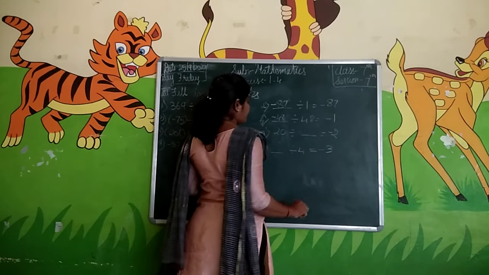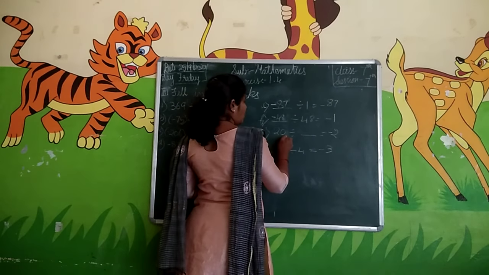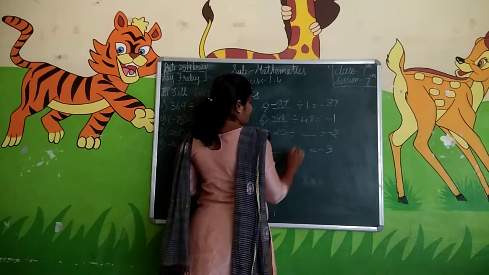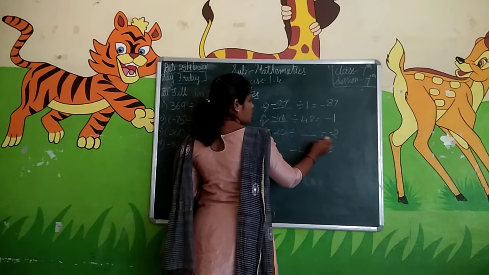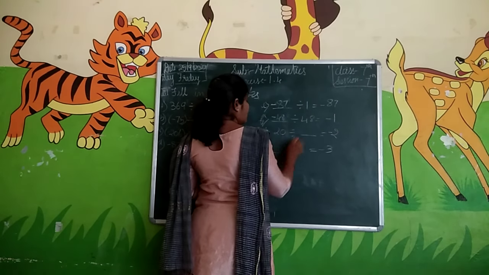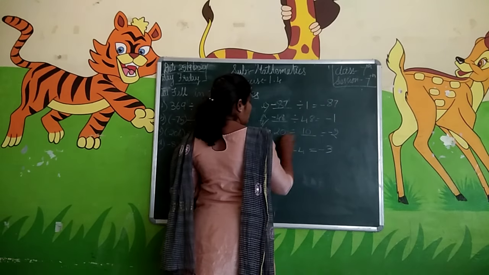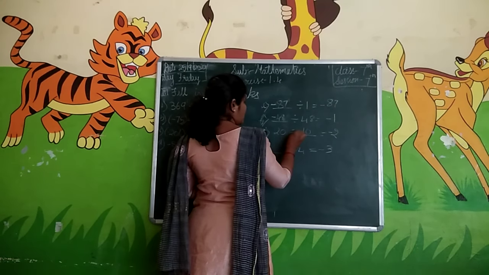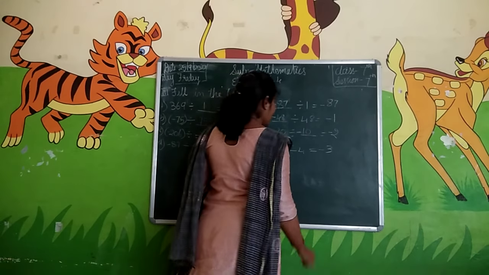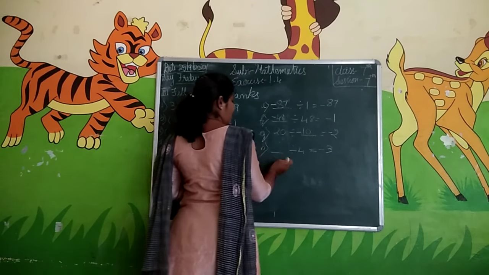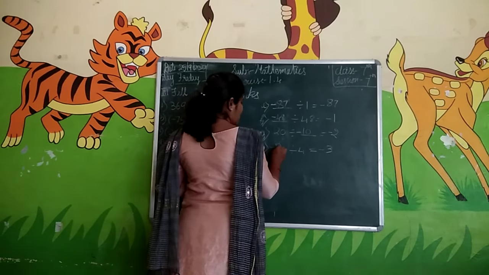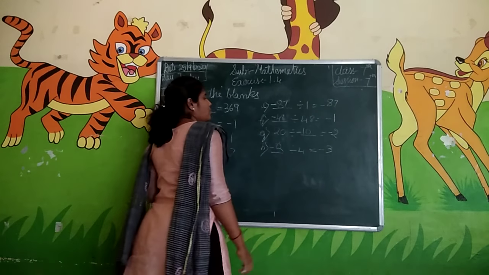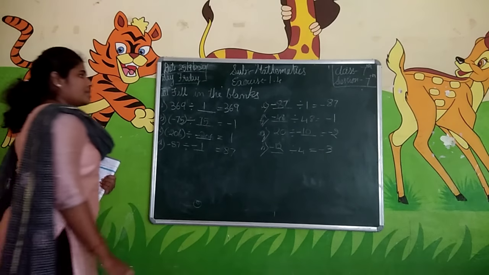Okay. 2 divided by dash is equal to minus 2. If it is divided by 10, then 10 times is 20. So we have minus 10 as the answer. And the last one here is minus 12 divided by 4. We get minus 3 as the answer.